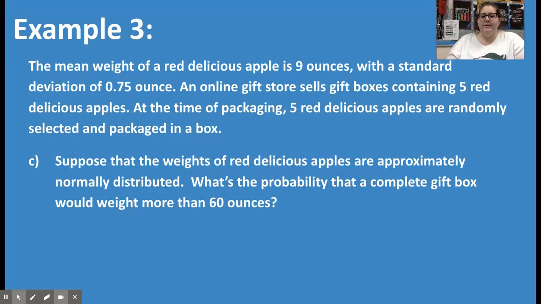And then part C, suppose that the weights of red delicious apples are approximately normally distributed. What's the probability that a complete gift box would weigh more than 60 ounces? I just added in a normal model situation. So what do you think we're going to use? This is actually what we're going to learn in the next lesson. So don't worry too much if you're not sure. But if you have an idea, try that out and see what you think.